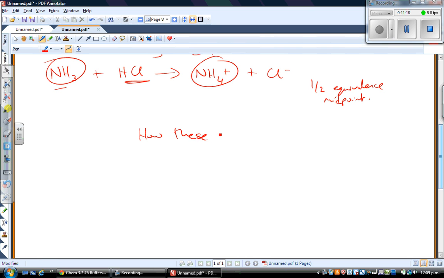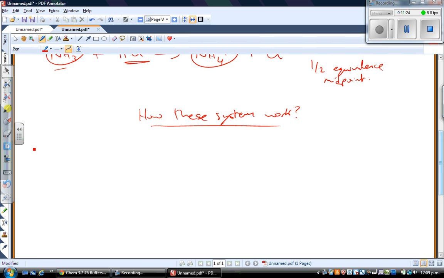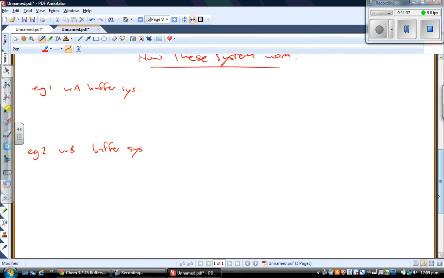These systems work is the question we're asking here. So if we take some examples, I'll do 3 examples. The first one I will do is a weak acid buffer system. Then I'll do a weak base buffer system. And then I'll do a nice context. I'll do example number 3, buffering in the blood, as a context for you.